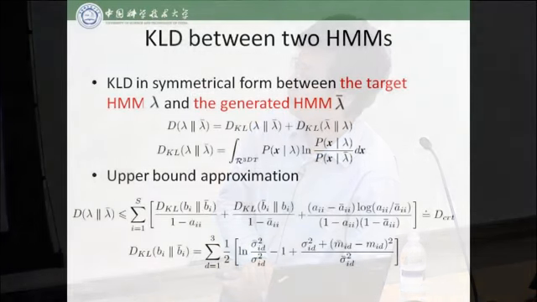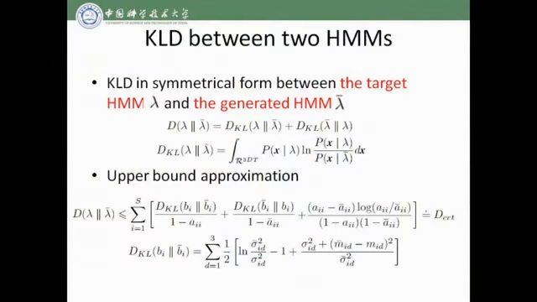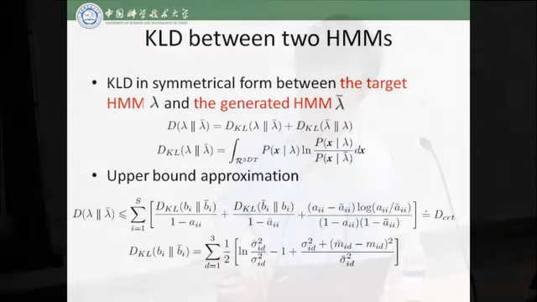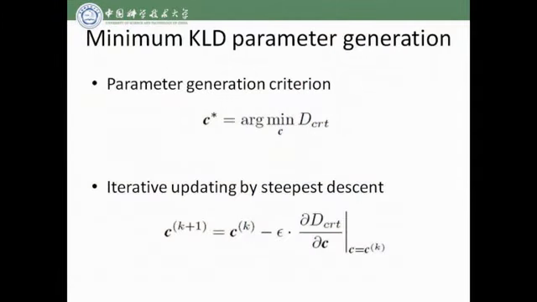One of them is the generated one. Using the upper bound approximation of the KL divergence between two hidden Markov models, because this criterion is a function of the C, the static feature, we just try to solve this problem, and we iteratively update the C by some steepest descent algorithm to get the final results. And this is one method of how we make use of the criterion.